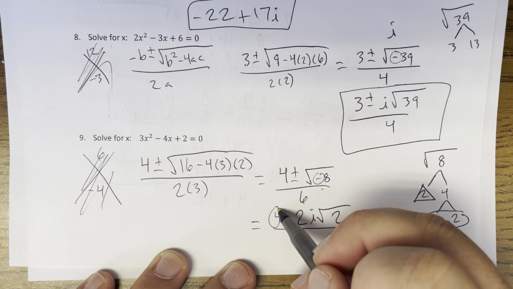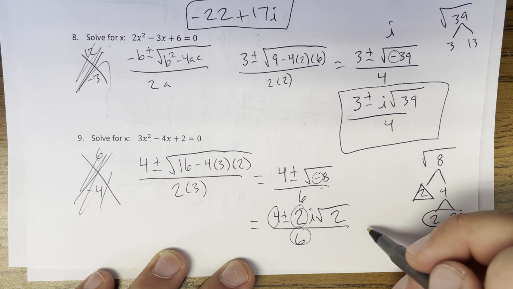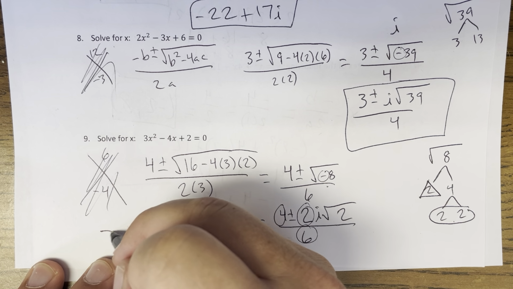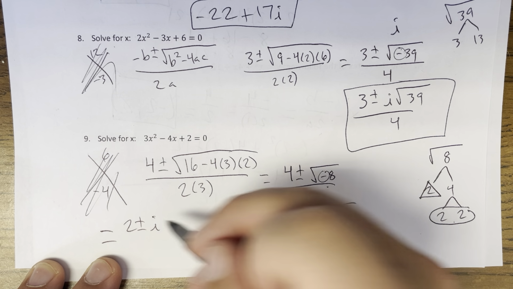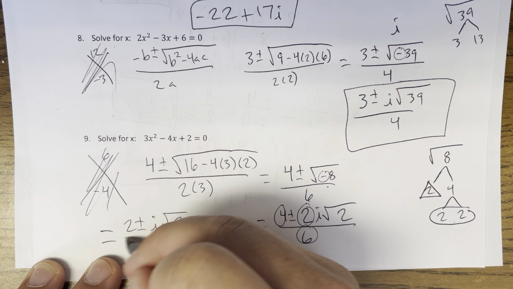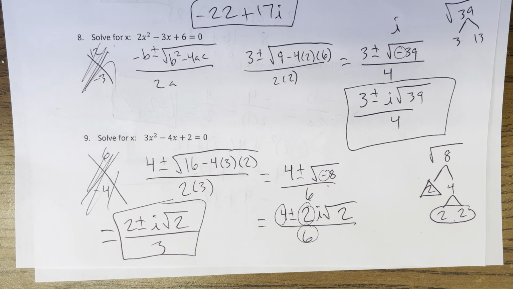And then I'm going to see, okay, can I simplify these 3 numbers right here? Leave the number under the square root alone. And so this is going to become, let's see, I'll write the answer over here. 2 plus or minus, that becomes 1i square root of 2 all over 3. And that's my final answer on that one.